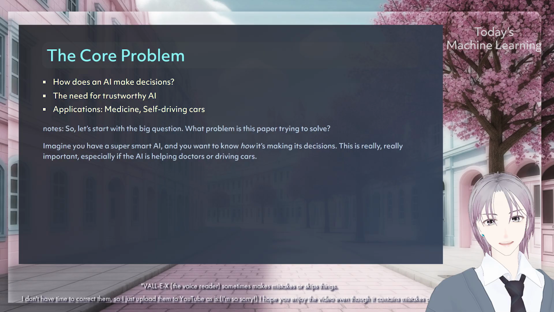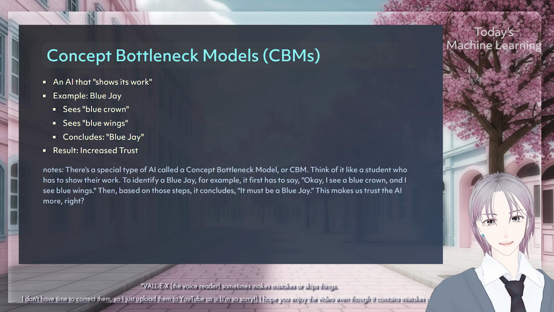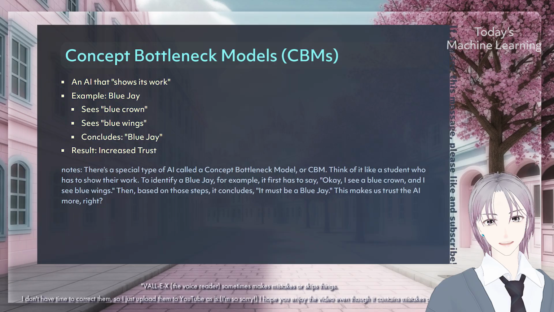Imagine you have a super smart AI, and you want to know how it's making its decisions. This is really important, especially if the AI is helping doctors or driving cars. There's a special type of AI called a Concept Bottleneck Model. Think of it like a student who has to show their work. To identify a blue jay, for example, it first has to say, "Okay, I see a blue crown, and I see blue wings." And based on those steps, it concludes it must be a blue jay. This makes us trust the AI more, right?